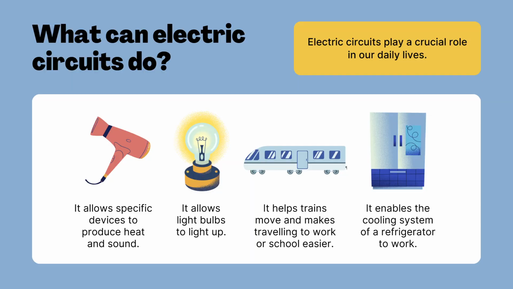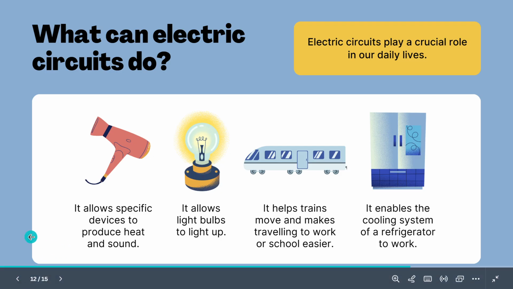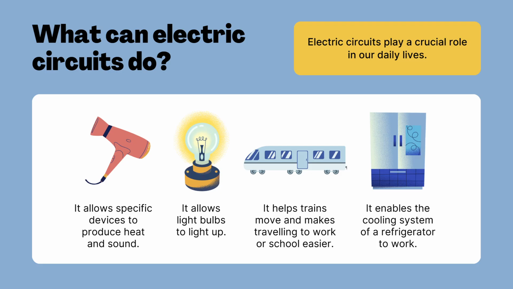What can electric circuits do? They allow specific devices to produce heat and sound. It's basically changing the electrons into different forms of energy. It allows light bulbs to light up. We did that already. It helps trains move and makes traveling faster or school easier. It enables the cooling system of a refrigerator to work. If you have any more ideas, please tell us in the comments.